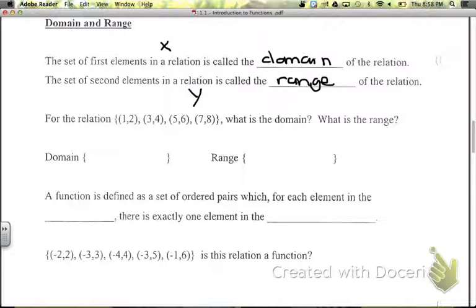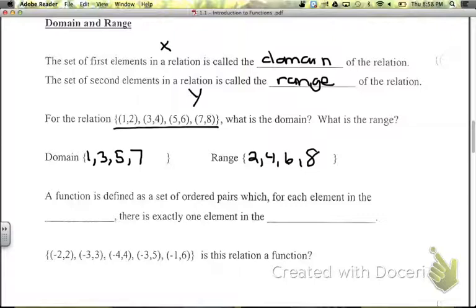So for this relation, 1, 2, 3, 4, 5, 6, 7, 8, what is our domain and what is our range? Remember, our domain is always going to be the set of first elements, which are our x's. Looking at this relation here, we're going to look at each x value. So 1, 3, 5, 7. So that is our domain. Whereas for our range, you're always going to look at your y values. So we have 2, 4, 6, 8.